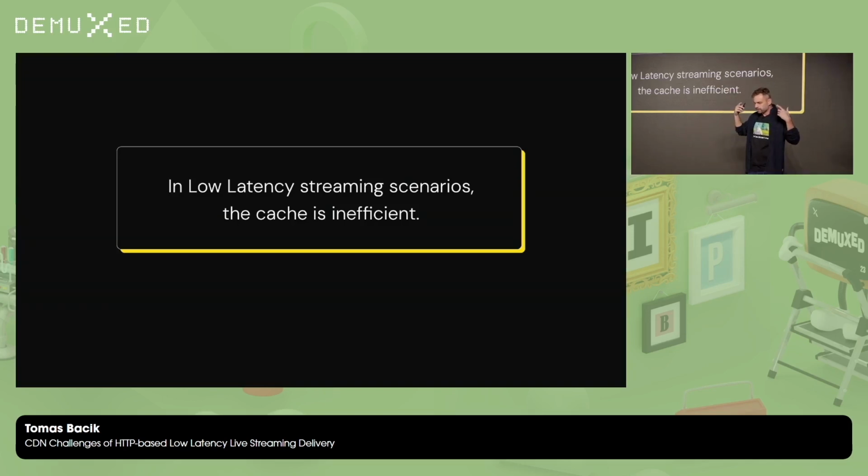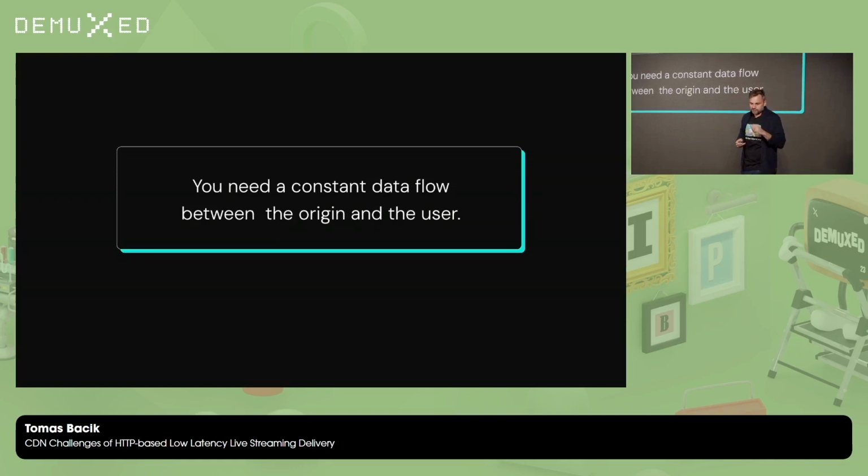To get an idea of how this works, consider a VOD scenario where you have a cache hit ratio of, let's say, over 95%. If the cache fill breaks for, let's say, 10 seconds, nothing really happens, because the vast majority of your content is still delivered from cache. But with a 4-second window, with less than 4 seconds between real life and the playback, you don't have that luxury. So even a small network instability can impact the performance. We need a constant data flow between the origin and the user.